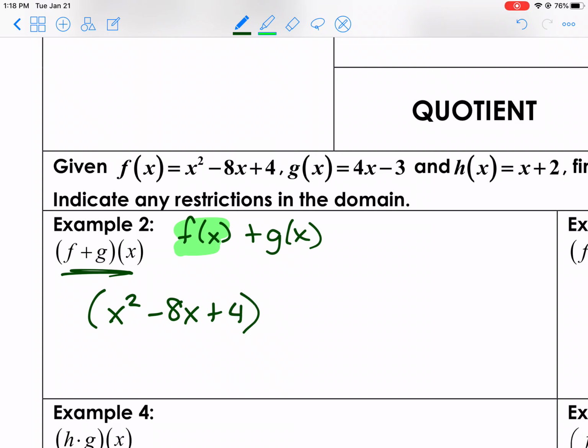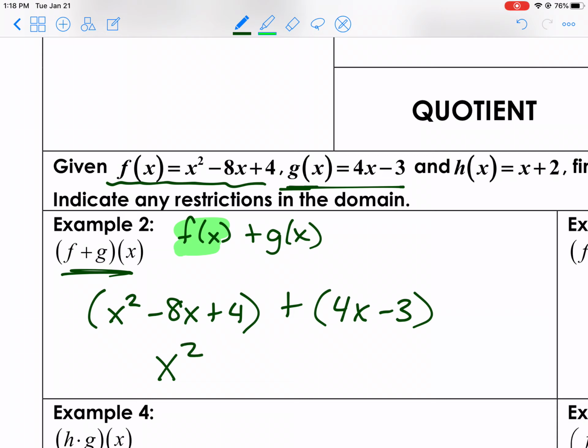I want you to, if you need to, pause for a second and make sure that you know that that's the f of x function. It's coming from right there. That part needs to make sense. Okay, then we'll do the g of x function. That is 4x minus 3. Did you see where that came from? Here's our g function, 4x minus 3. Now we're adding 2 expressions, so we can just put like terms together. So this will be x squared minus 4x plus 1.